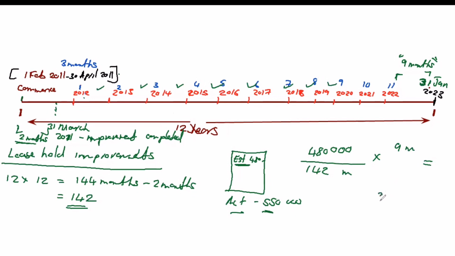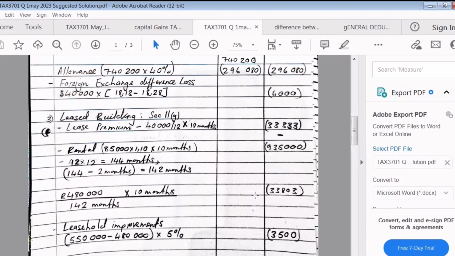So the answer becomes 30,423 only. So correct that. If you're a vigilant student, just correct that. All right. Change this 10 into 9. Okay, so there you go.